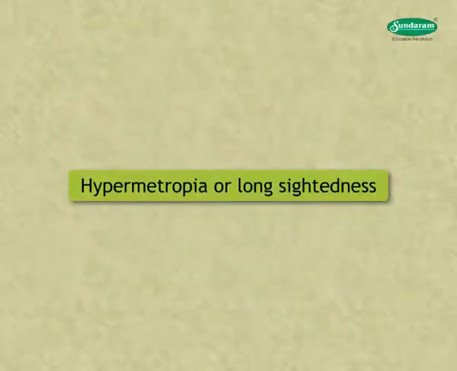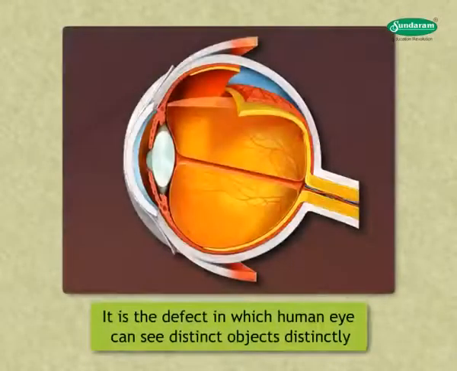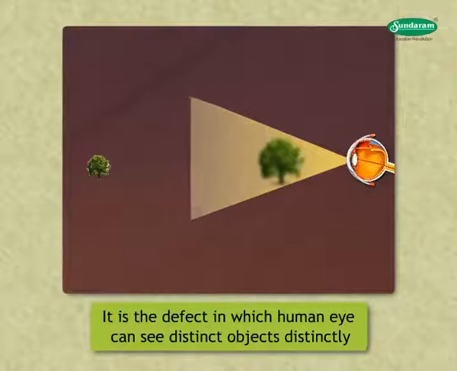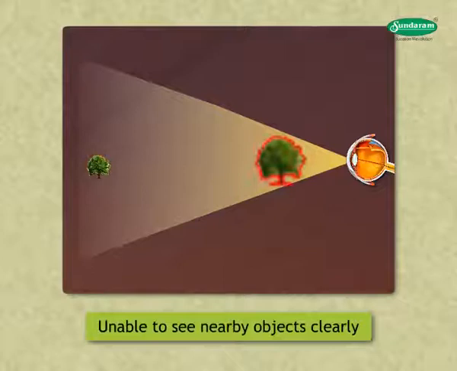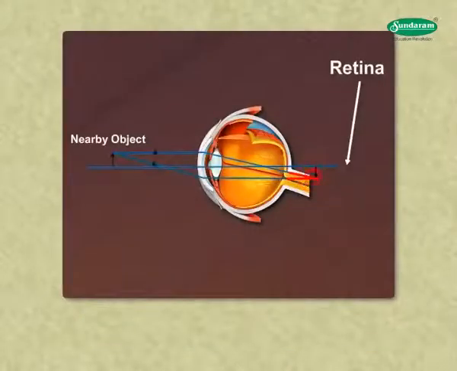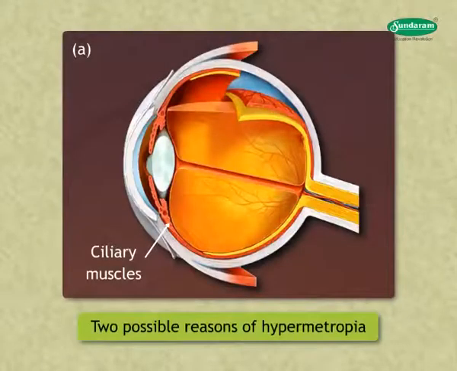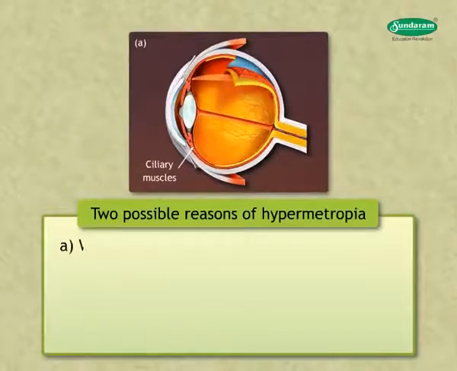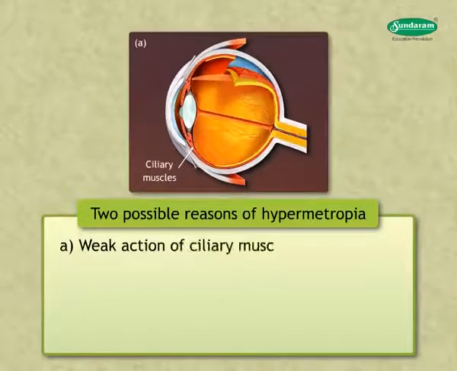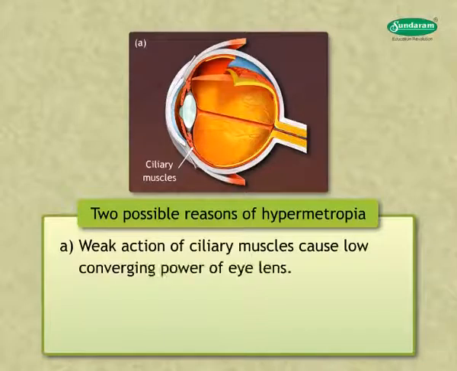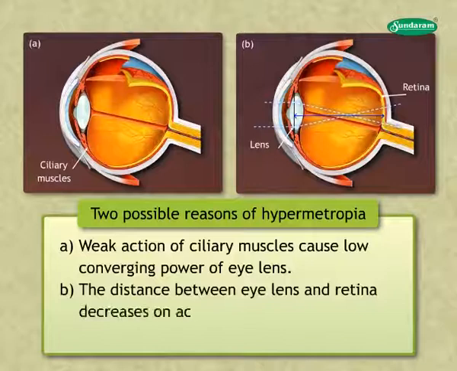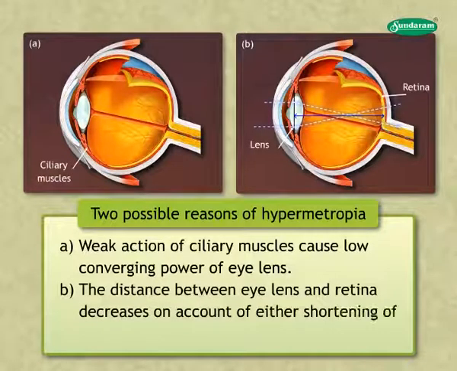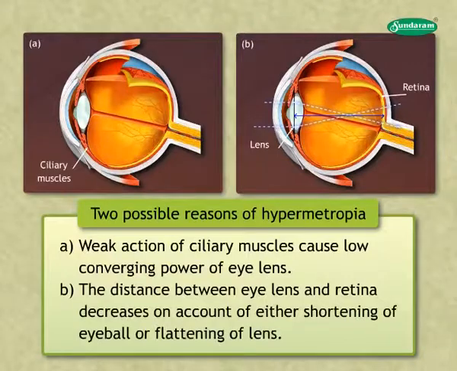Hypermetropia or long-sightedness. It is the defect in which human eye can see distant objects distinctly but is unable to see nearby objects clearly. The image of near object falls behind the retina. Two possible reasons of hypermetropia are A. Weak action of ciliary muscles causes low converging power of eye lens. B. The distance between eye lens and retina decreases on account of either shortening of eyeball or flattening of lens.